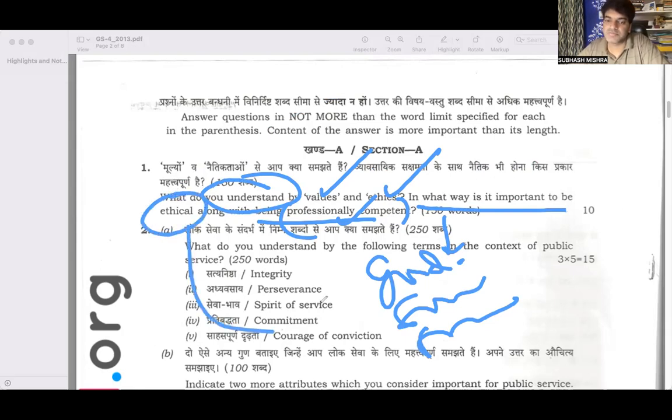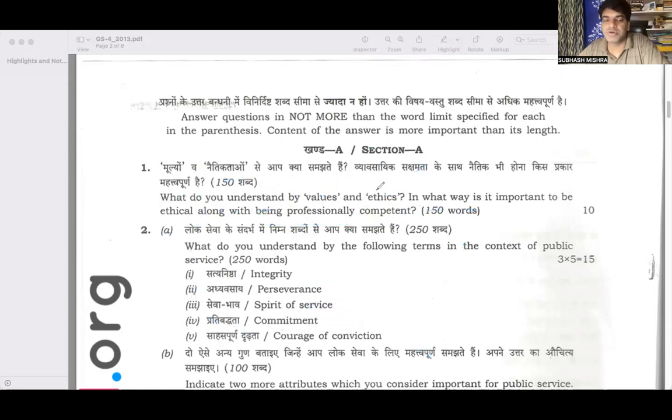So ethics comes there. If you put the ethics, people will be actually respecting you, giving value to you, and you are also creating value for the society. So it's a two-way street. So this is done. Then next, what do you understand by the following terms in public service?